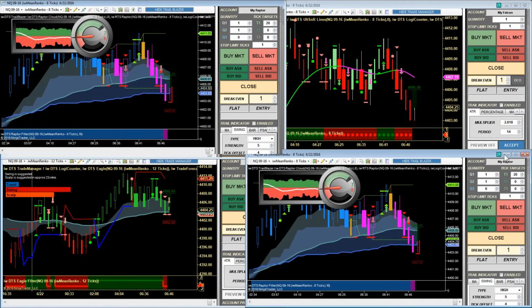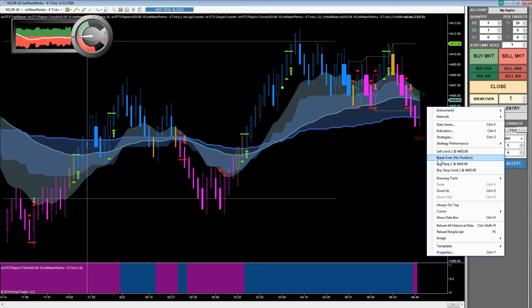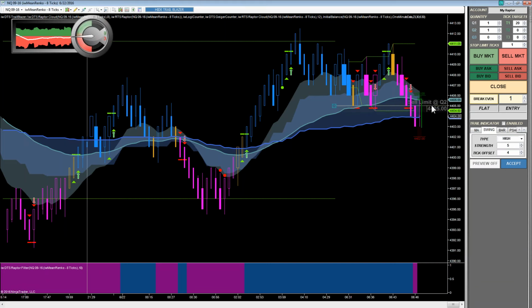Oh, darn it. While I was showing you that, we got that retest and we got the short signal here on the Raptor now. I wonder if they're going to let me get in there if I try to simulate it with a limit order. Are they going to back up enough to get me? We're just going to simulate this order.